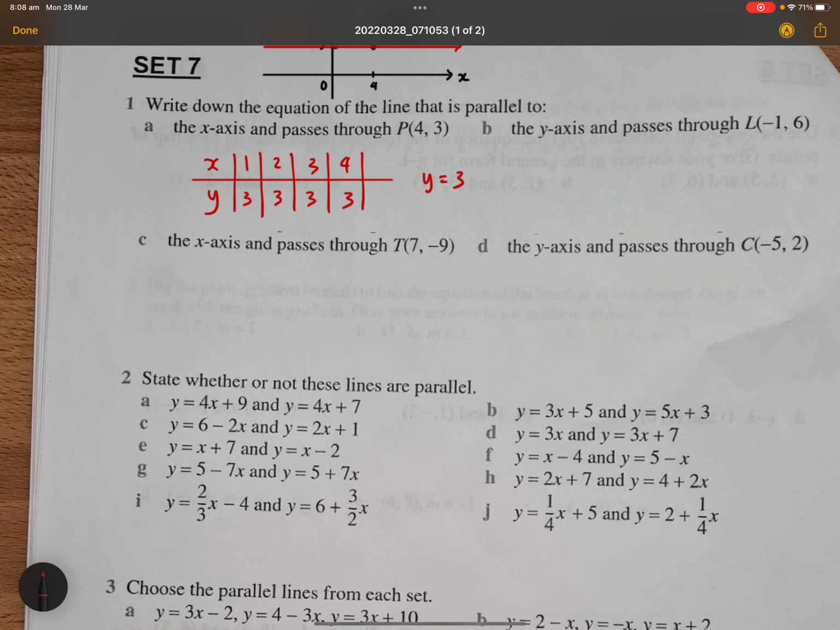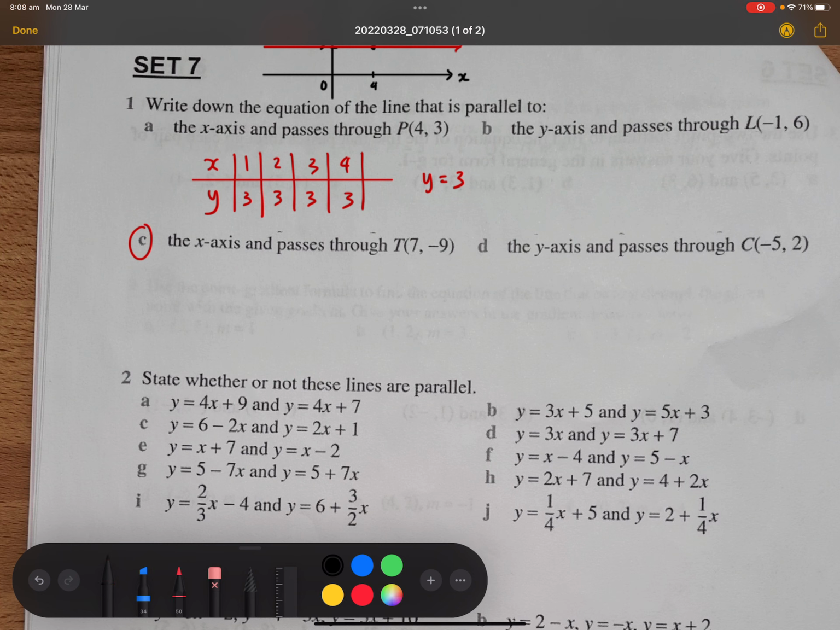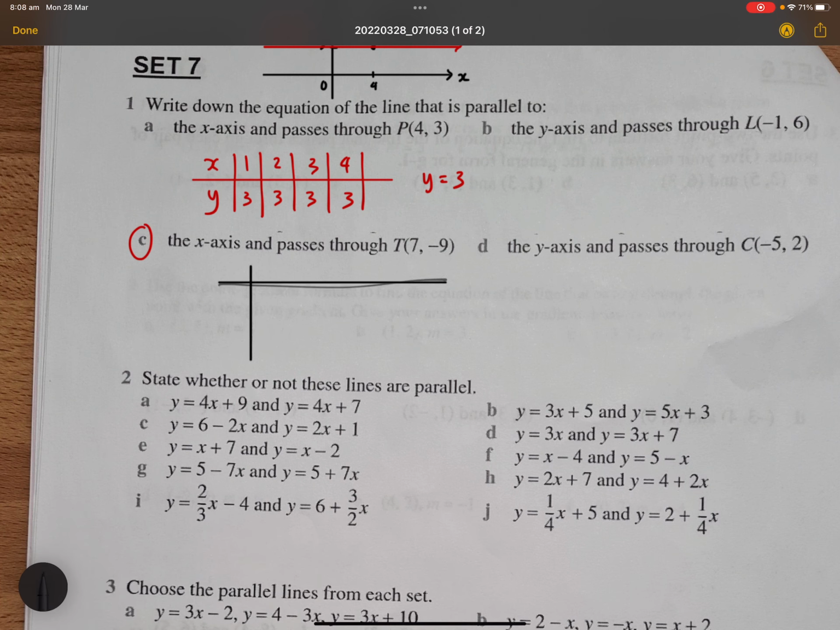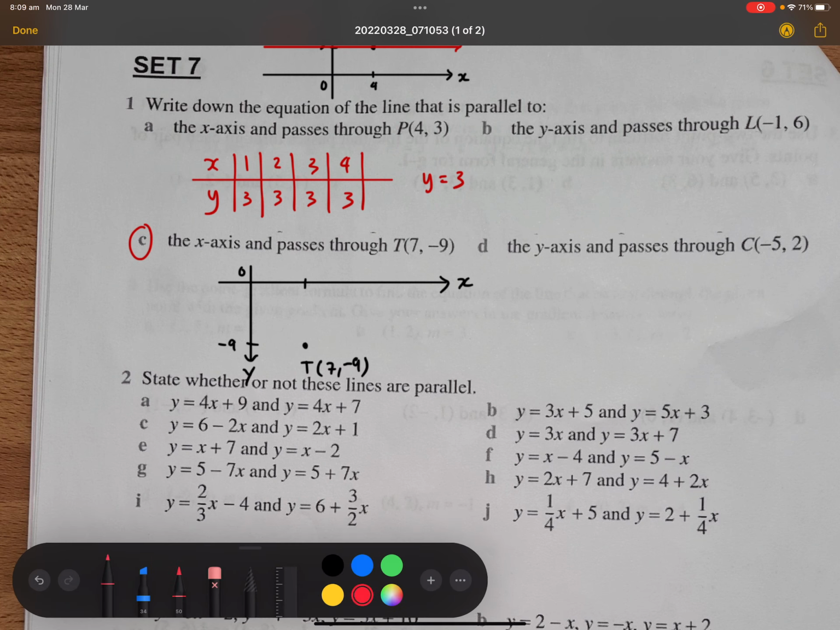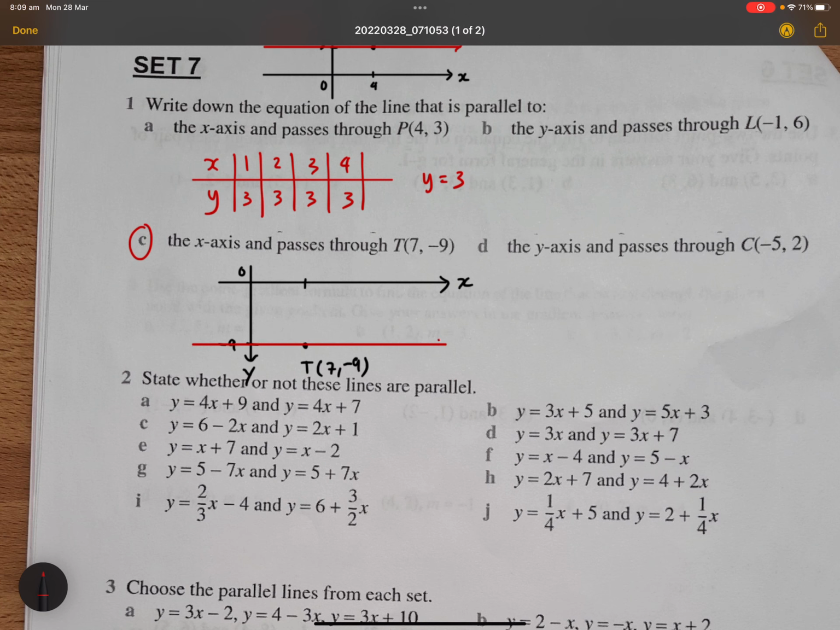The next one, so let's look at question C here. Parallel to the x-axis and passes through the point 7 and minus 9. So draw a quick diagram again. X, y, 0, okay. 7 is about here, minus 9 is about here. So this is your point T, 7 minus 9. A line that passes through this point and is parallel to the x-axis will look like this. And so the equation of this line is y equals minus 9.